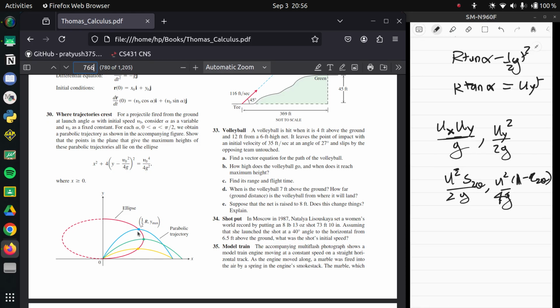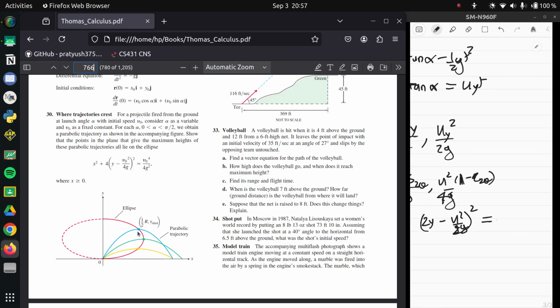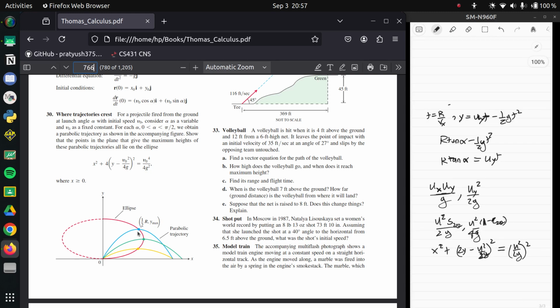Okay, cool. So what does that mean? It means x squared plus 2y, and that's just this stuff. So you have to subtract that, so minus u squared upon 4g. So 2g, sorry. This whole thing squared. So this is equal to u squared upon 2g squared. That's the thing, which is what we wanted to show. We're done. Next thing.